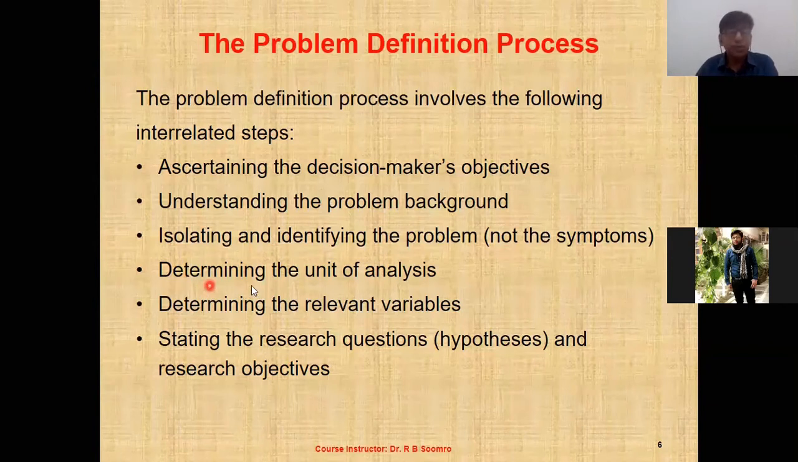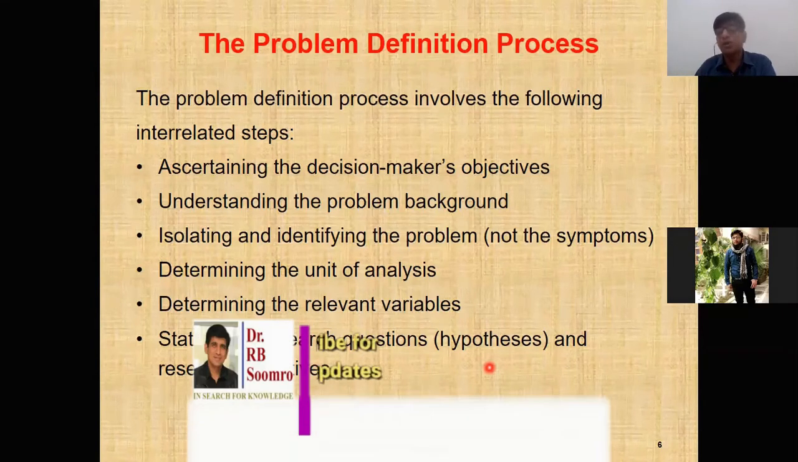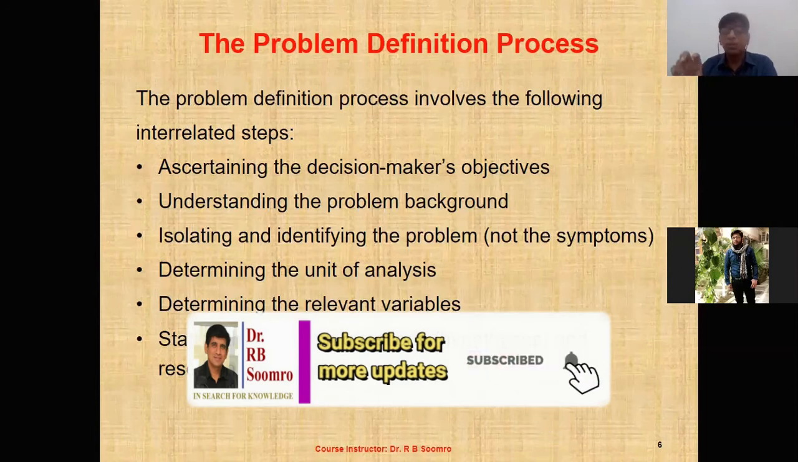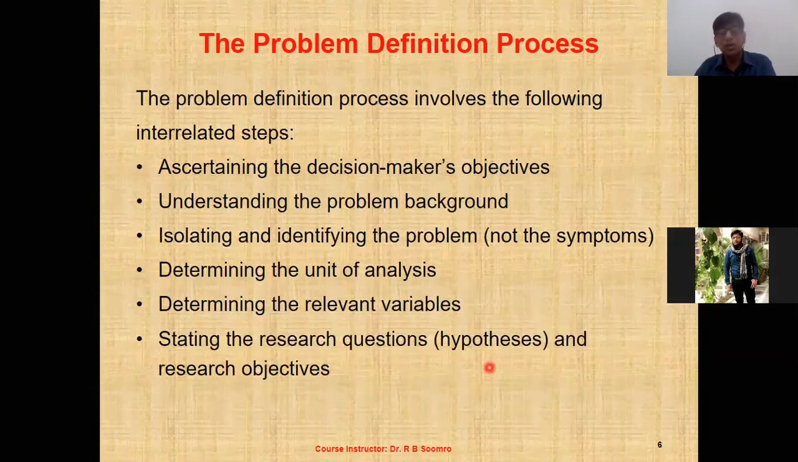One, determine the unit of analysis and the relevant variables. You have to find out the variables, like the different problems you have to identify, and then you may be required to develop certain hypotheses. Okay, one hypothesis may be that we are losing market share because of the entry of a new competitor. Another hypothesis may be that we are losing our market share because of a change in the taste of the customer. Another hypothesis may be that we are losing our market share because of the decreasing purchasing power of the people who are living in the particular city where you are losing your market share.